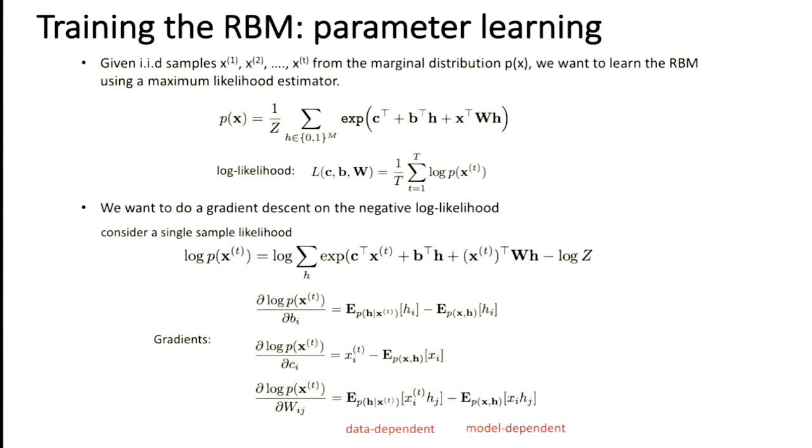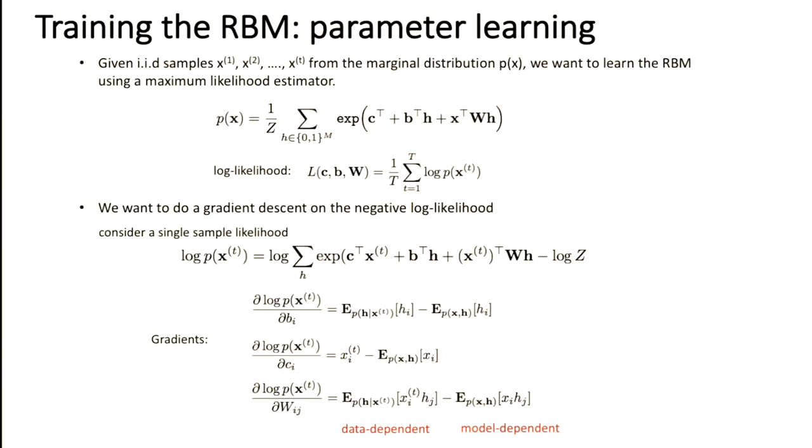Okay, so how do we actually go about training such a model? What we want to do is learn the parameters of this model. So let's consider that we are given some IID samples, x1 to xT, the different samples of your data that you want to model. From the marginal distribution P of x, we want to learn this RBM using a maximum likelihood estimator.